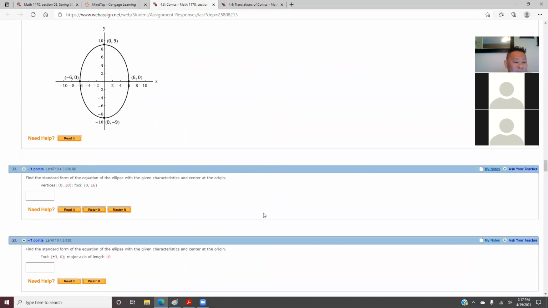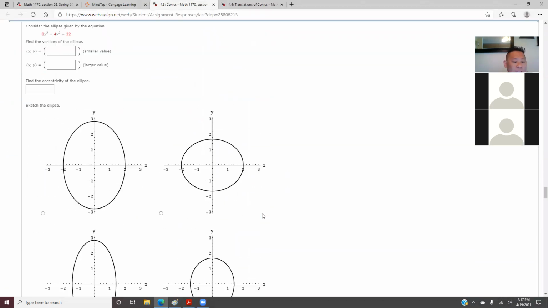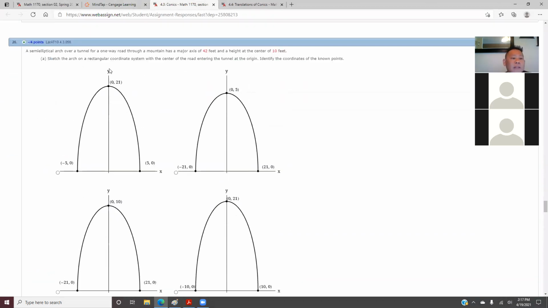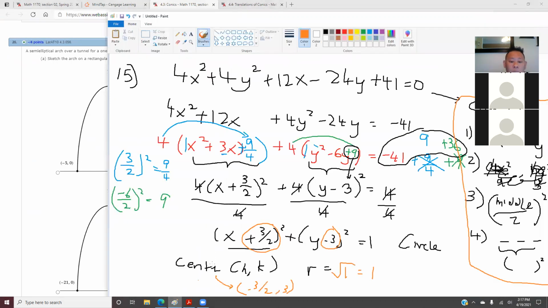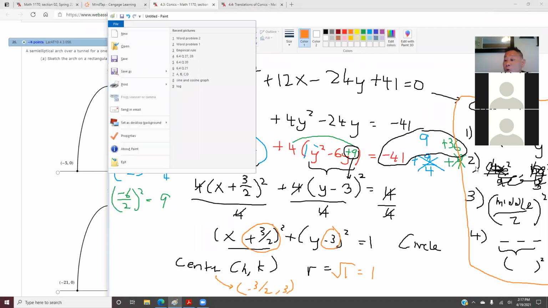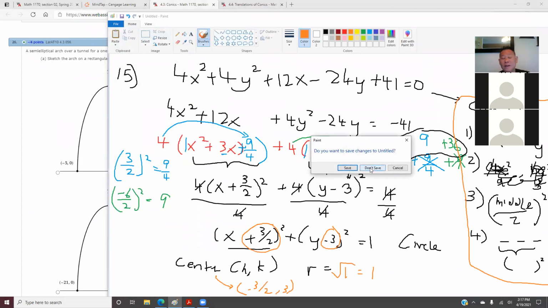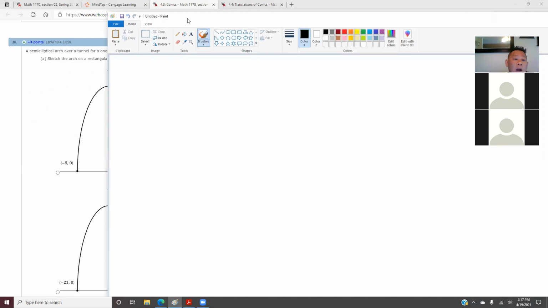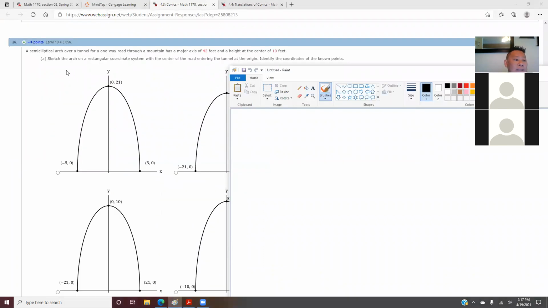I got one question regarding the semicircle one. This one, the semi-elliptical. And then I will go through this one more time with you guys, because the one that we're doing here is very important. So it says that we have a semi-elliptical arc over a tunnel with a one-way road. It has a major axis of 42 and the height is 10.